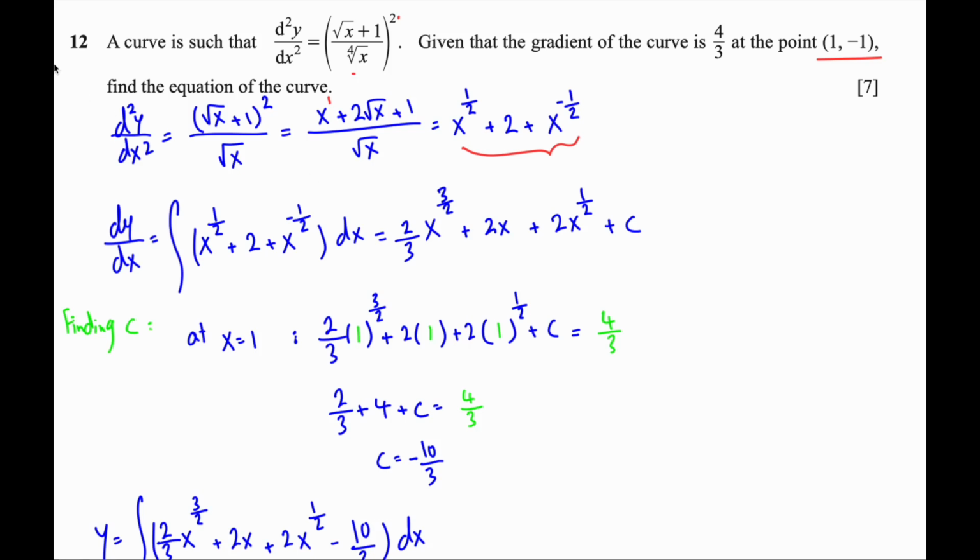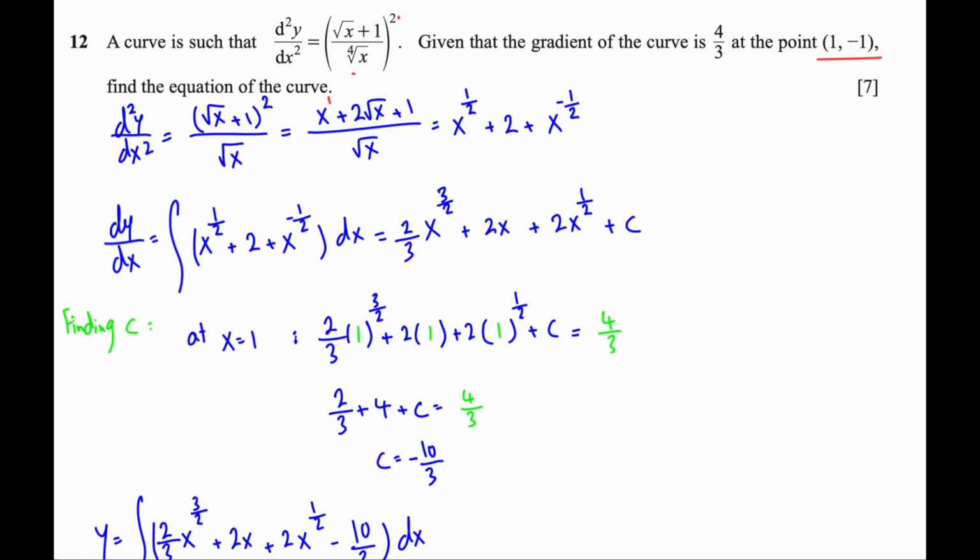Now, if I take integration of this, I get the first derivative. So you basically add 1 to the existing power and divide by the new power. So you get x to the power of 3 over 2. When you divide it by 3 over 2, it's the same as multiplying by 2 over 3. Over here, you get 2x. Here, same thing. When you add 1, you get half. And when you divide a number by half, it's the same as multiplying by 2. However, don't forget there is a constant.